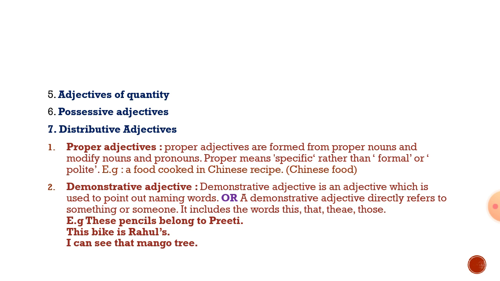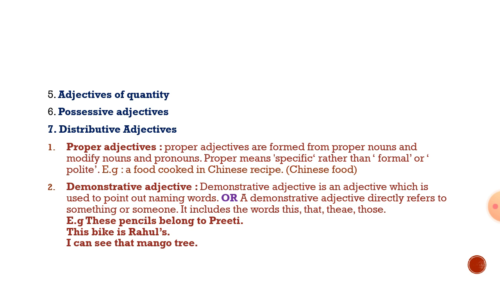Let's discuss proper adjective. Proper adjectives are formed from proper nouns and modify nouns and pronouns. Or we can say that when proper nouns modify or describe other nouns and pronouns, they become proper adjectives. Proper means specific rather than formal or polite. For example, a food cooked in Chinese recipe. Here we can say Chinese food.